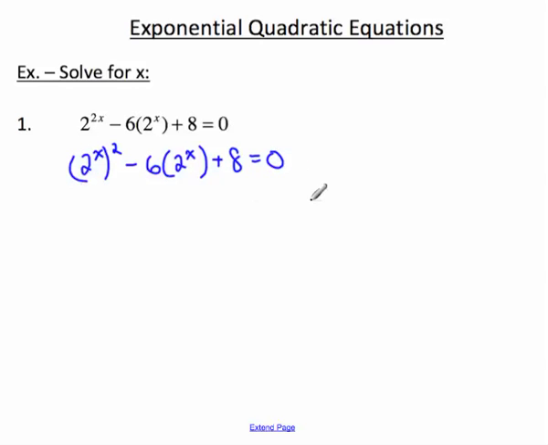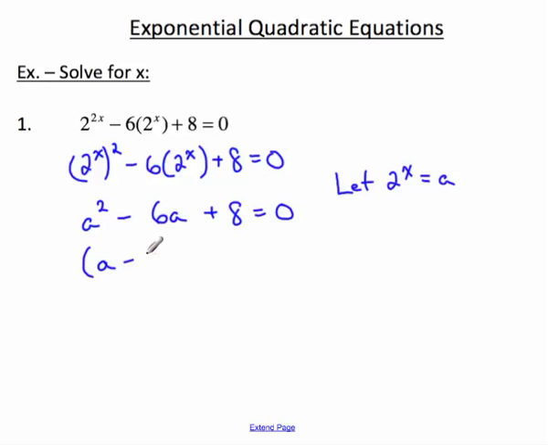That's actually a quadratic pattern, and it's easier to see that if we replace the 2 to the power of x with another variable. We're going to use a. So let 2 to the power of x be equal to a. Then we get a squared, replacing this 2 to the power of x with a, minus 6a, replacing this 2 to the power of x with a, plus 8 is equal to 0. And we can solve that quadratic by factoring.